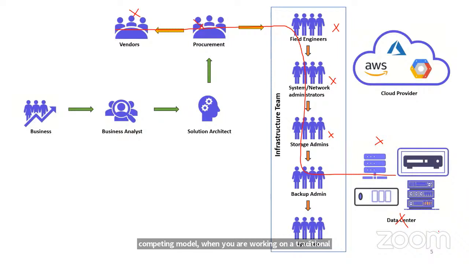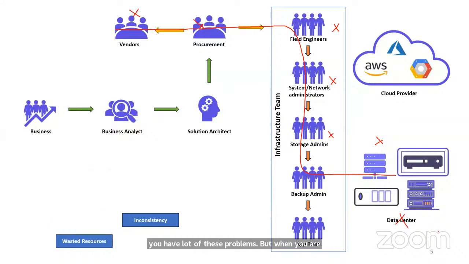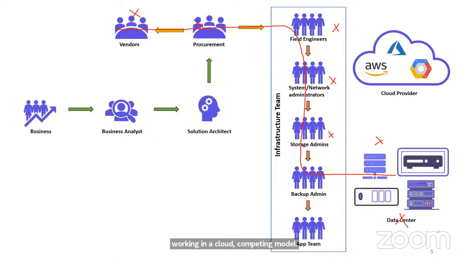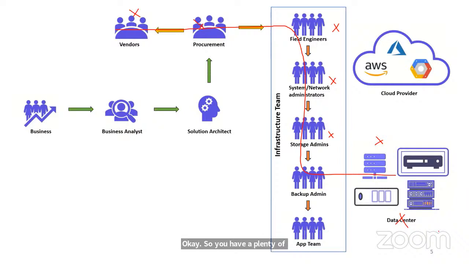Now you are able to see the difference, right? When you are working in a traditional working model, you have a lot of these problems. But when you are working in a cloud computing model, these problems are solved by the cloud itself. That is the main reason, I'm telling you guys, most of the companies have started looking towards cloud platforms. You have plenty of these benefits. I have only mentioned 5 or 6 here. Even more than these are there.